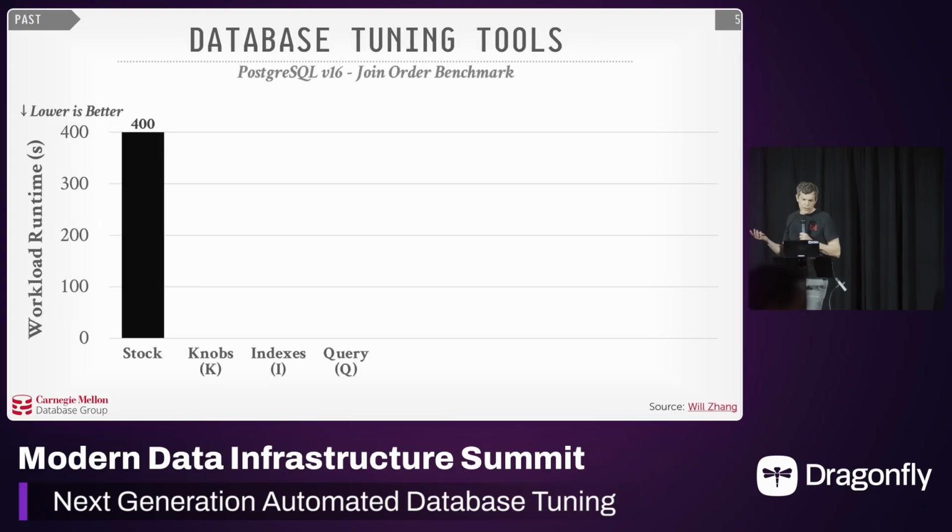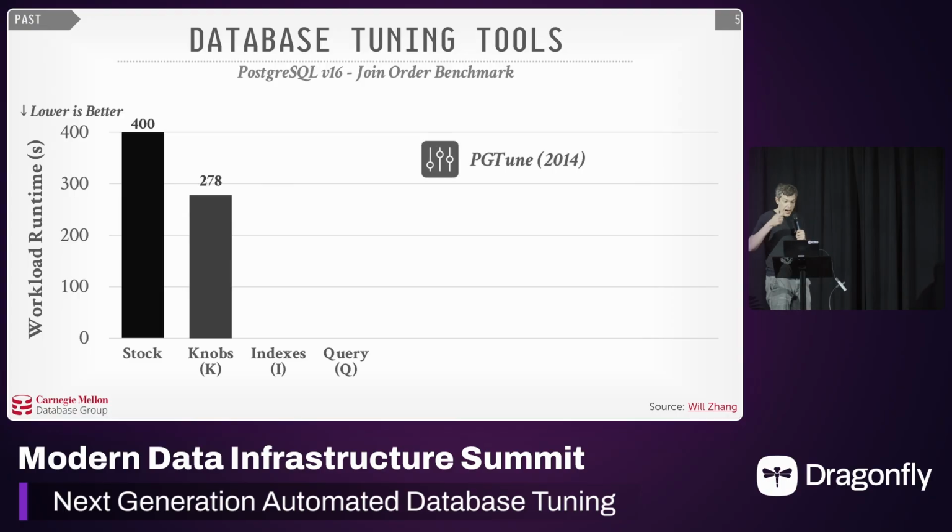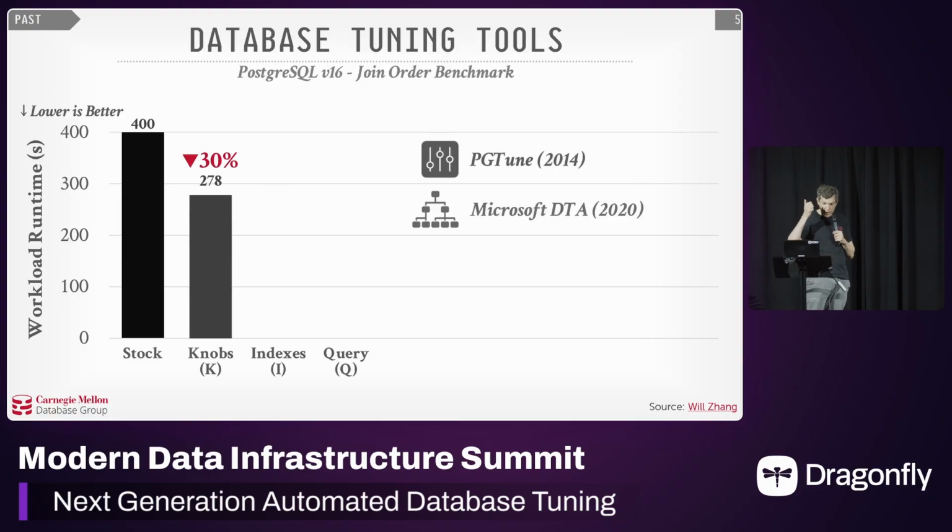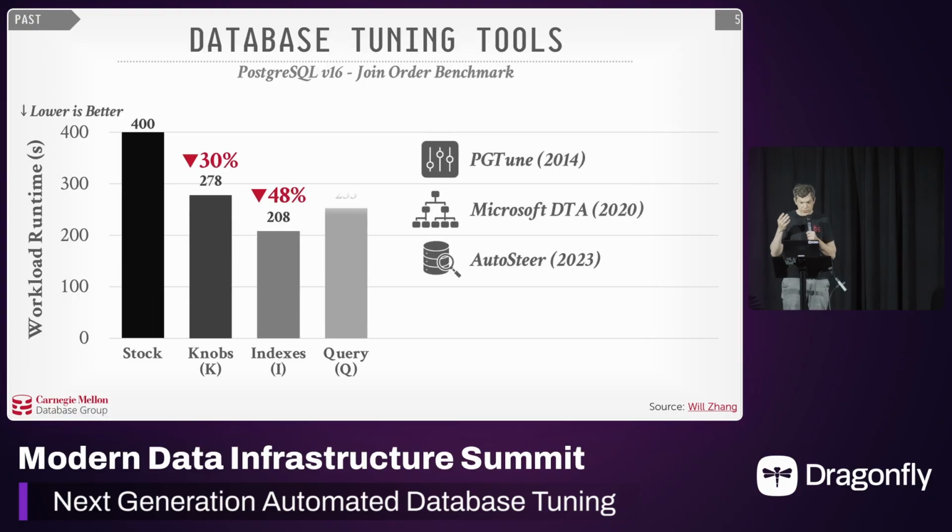If you take Postgres 16 out of the box and you run the join order benchmark on it, if you don't do any tuning, like you take whatever the Ubuntu configuration you get when you install it through the OS, for this particular workload you can complete it in about 400 seconds, right? Not that great. If you tune just the knobs or just the indexes or just the queries using these state-of-the-art algorithms today, you can get a pretty significant improvement. So in this example, I'm only tuning the knobs and leaving the indexes and queries alone, or I'm only tuning the indexes and leaving the other two alone, and so forth.